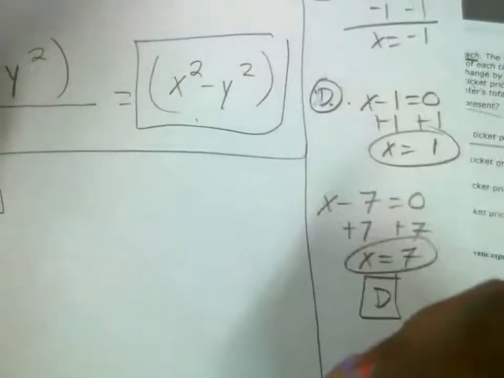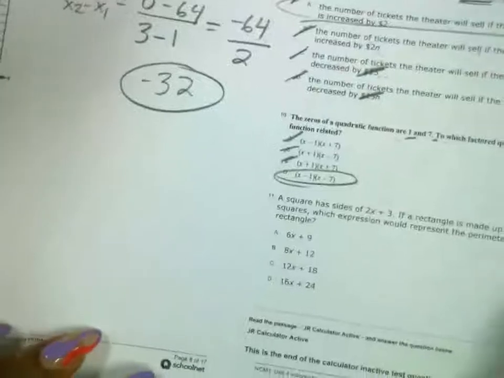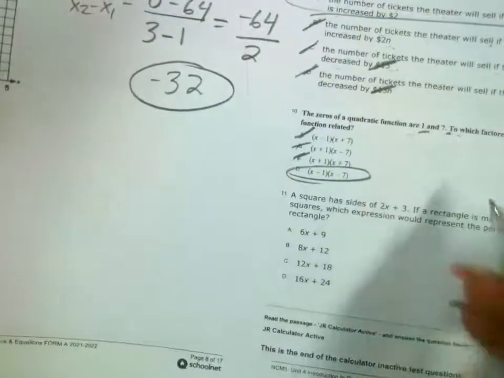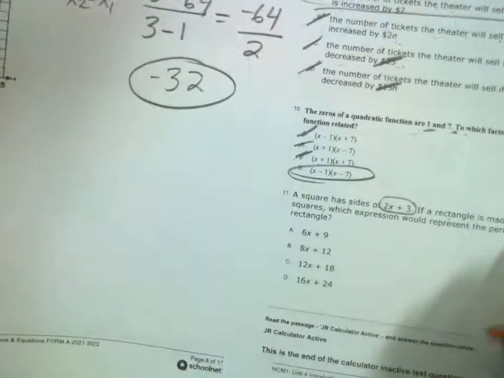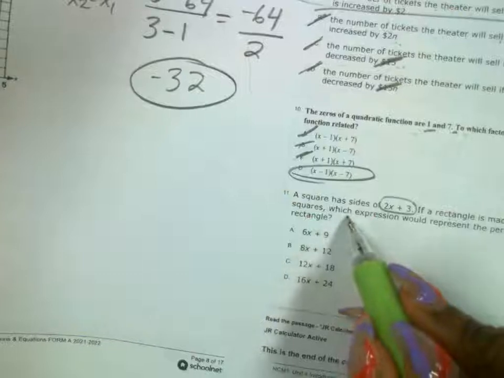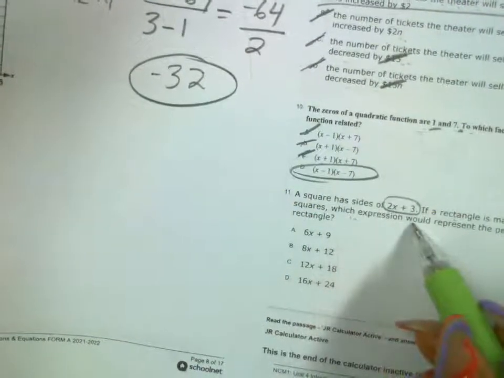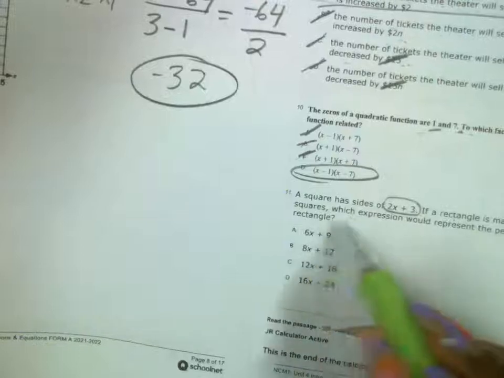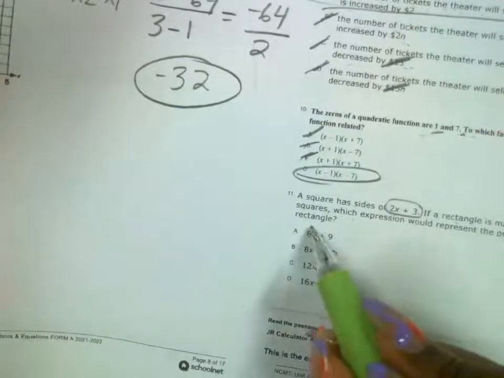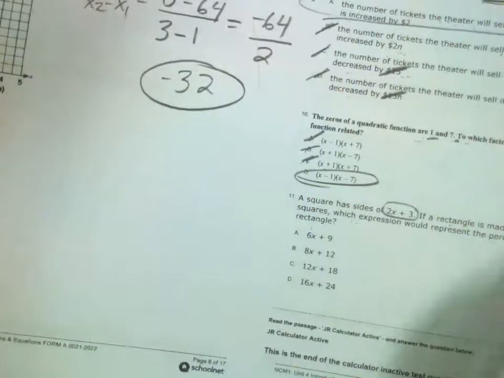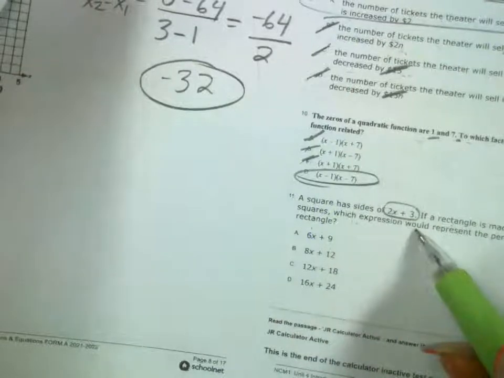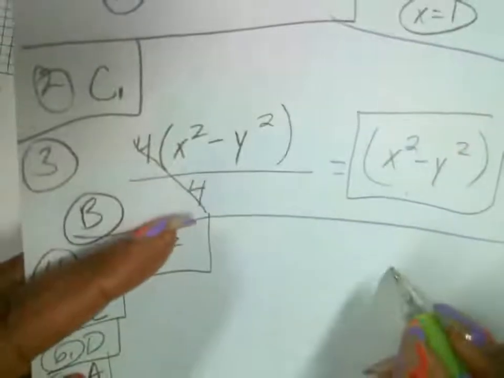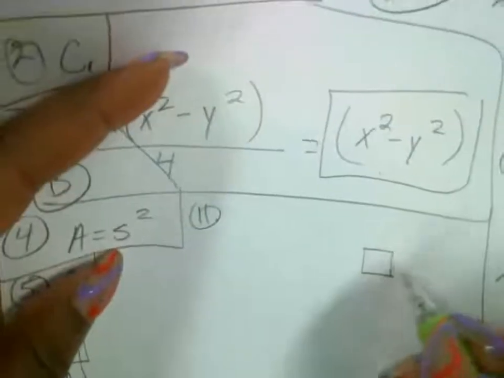All right, let's do 11. A square has sides of, each side is this. A rectangle is made up of 3 of these squares. Okay? Which expression would represent the perimeter of the rectangle? All right. Okay, so we said a square, these are the sides of a square. So that means all the sides are the same.